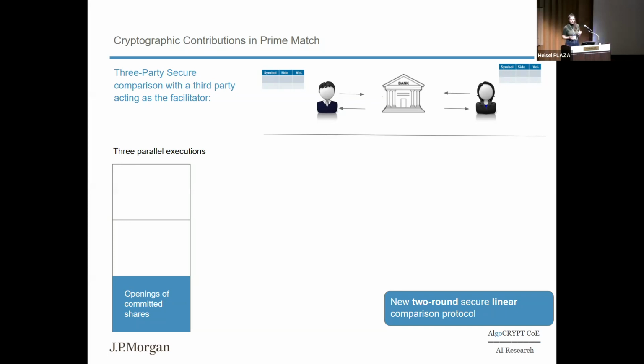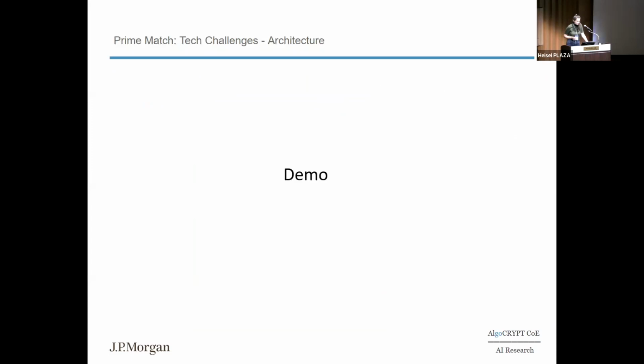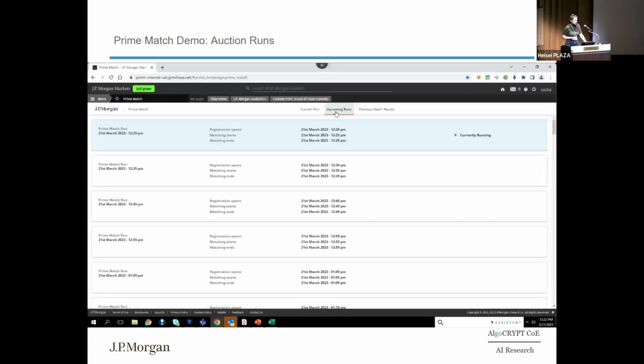If you're more interested, you can look at the paper or ask me. So let's see the demo. Okay, so this is the JP Morgan portal. I'm going to show you the client side, okay? So what the client sees when they interact with the system. Here you can see the different auctions that we have, and they run every 10 minutes. When the registration opens, there's a time window when the clients can come and submit their orders. We give a window of 5 minutes, and then after 5 minutes, we start the matching, okay? So I'm going to show you the first run.